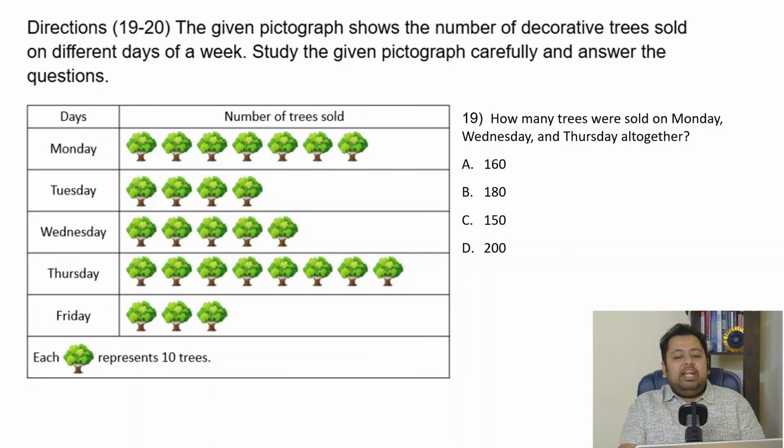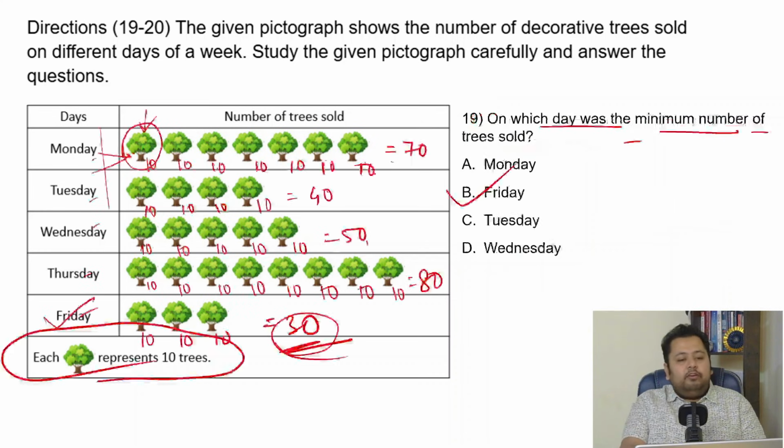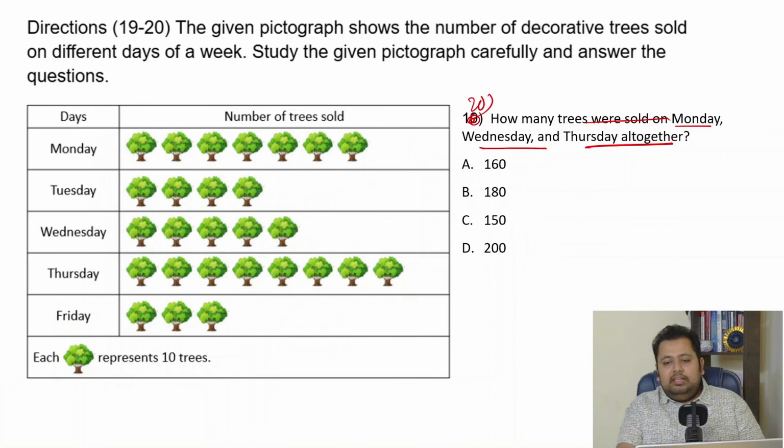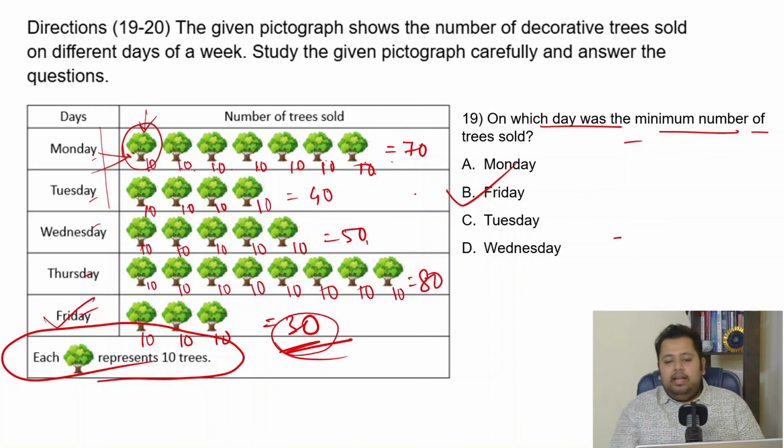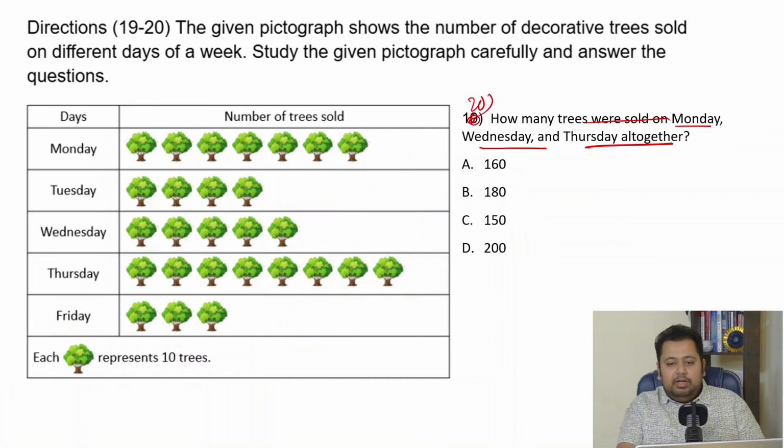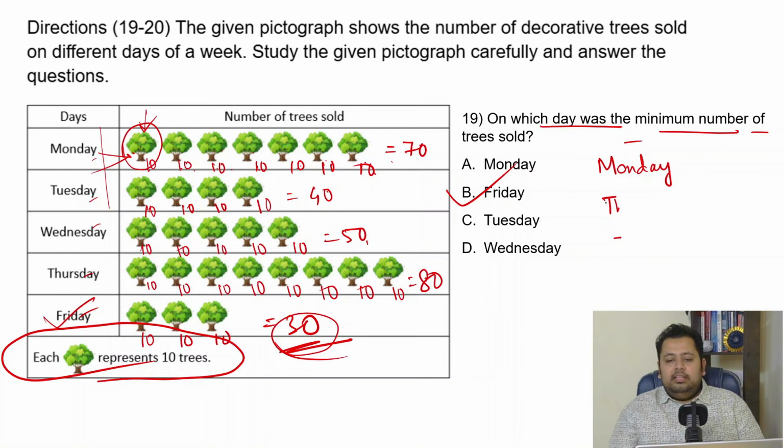And we now move to question number 20. How many trees were sold on Monday, Wednesday, and Thursday altogether? We have already found that out. So what did it ask? It said Monday, Wednesday, and Thursday, right?